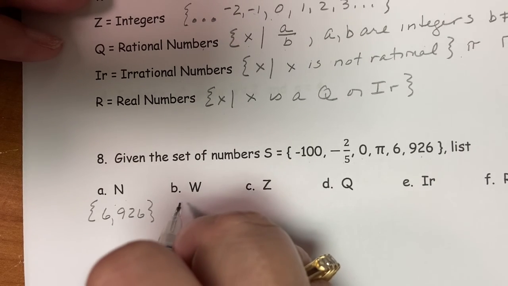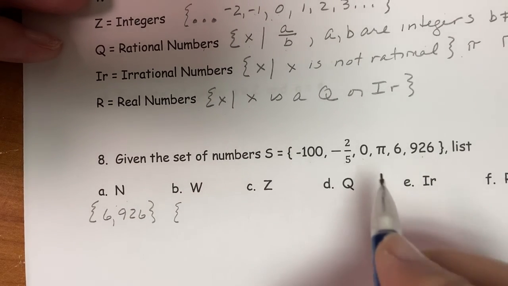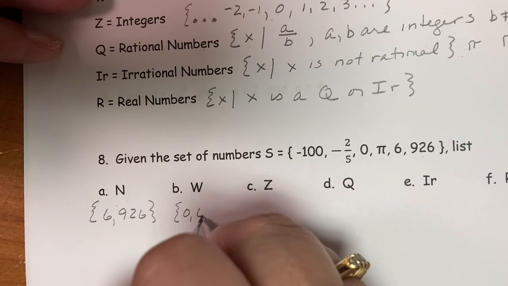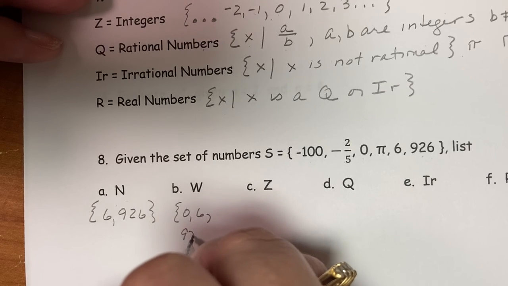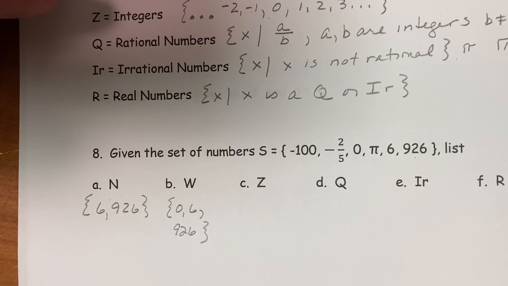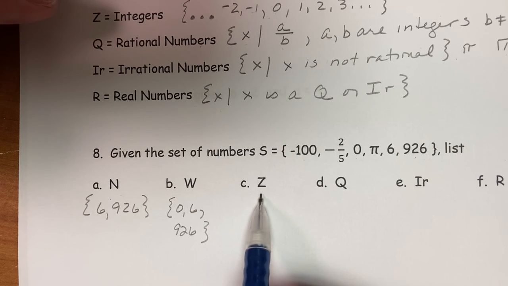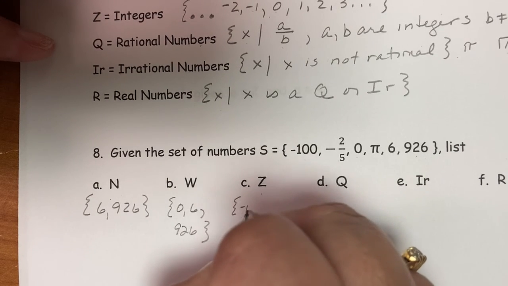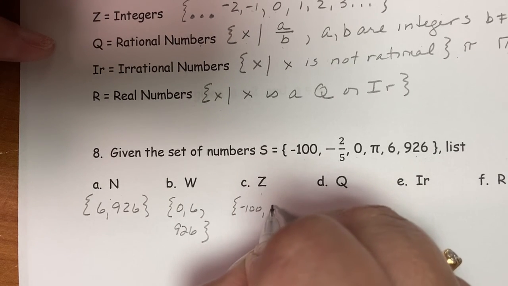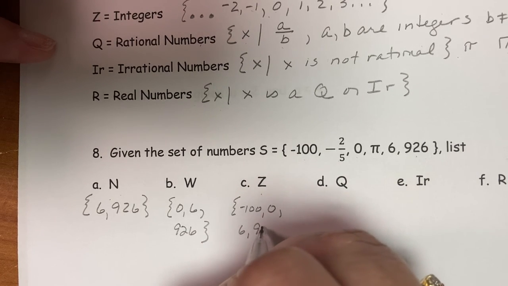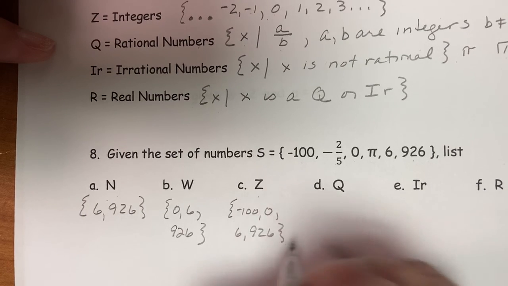How about the whole numbers? Well, the whole numbers are everything from 0 on into positive infinity. So the whole numbers would be 0, 6, and 926. How about the integers? Now remember, the integers still do not contain fractions, but it does contain negative numbers. So it'd be negative 100, still 0, still 6, and still 926.